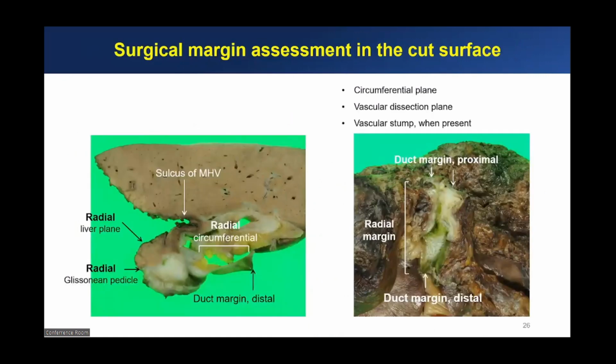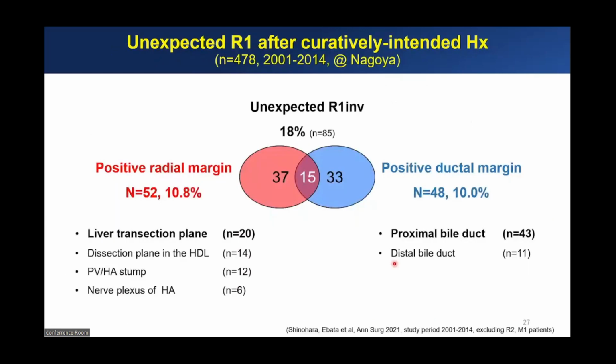But actually, the surgical margin status assessment is very complex because we have to check multiple sites of the resected specimen. So it's challenging and complex. And we checked the curative intent hepatectomy patients in this period. We found unexpected R1 invasive margin in 80% even after curatively intended hepatectomy.